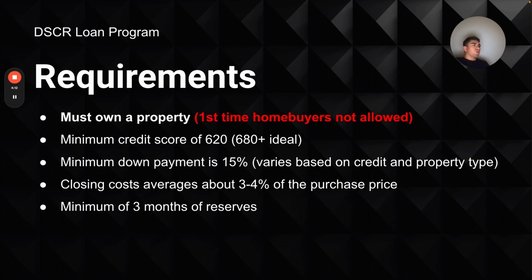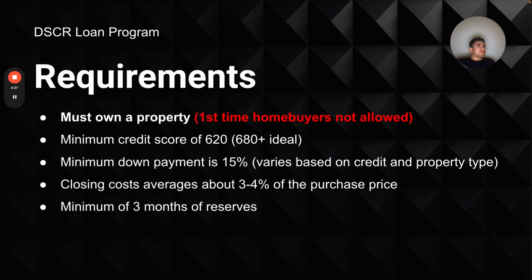So it seems very easy to qualify for this program, but the idea is that lenders don't want clients to be using this program to purchase a home for themselves, right? So you have to own a property in order for underwriting to allow you to qualify for this program.